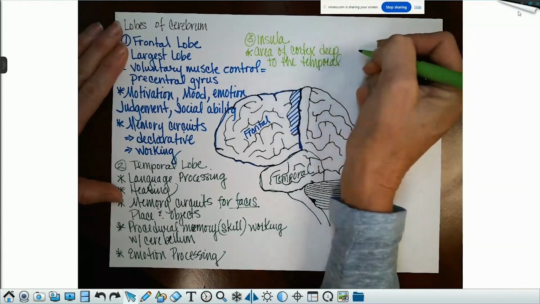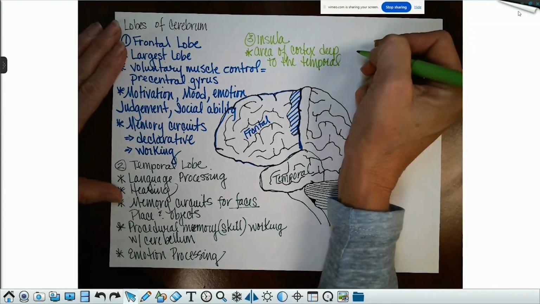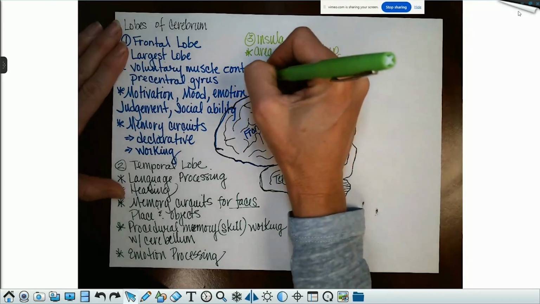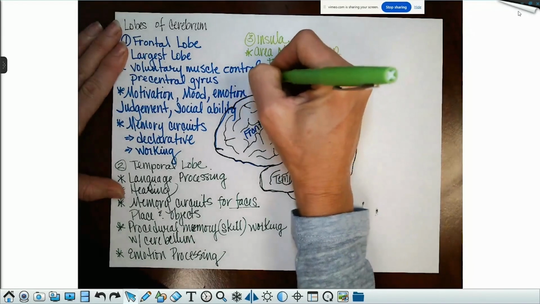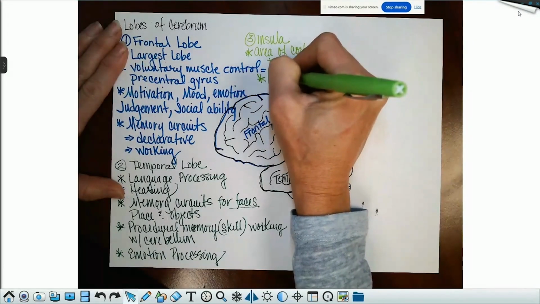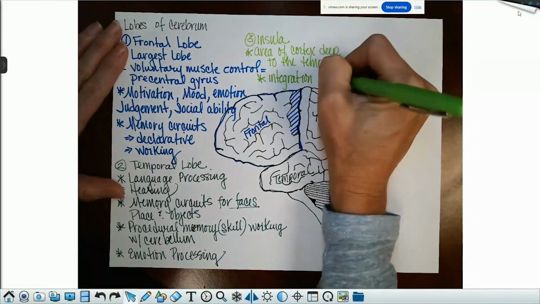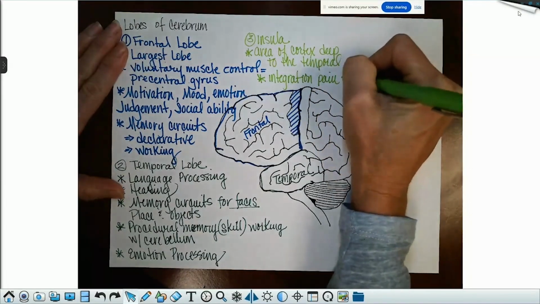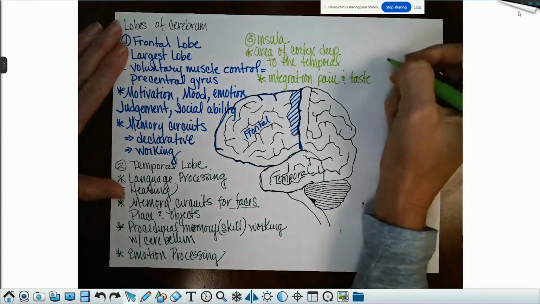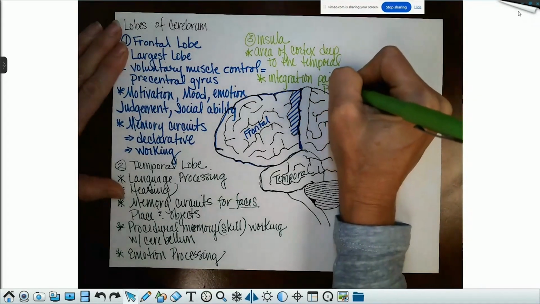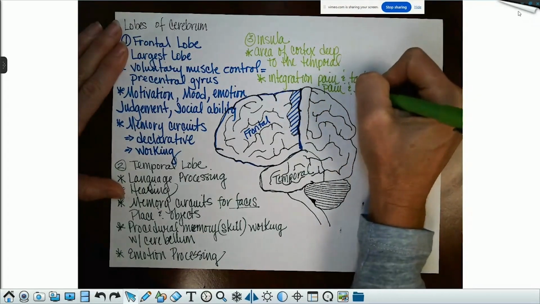And many of those are going to have integrative function, meaning they're taking in information, they're processing it, they're making decisions about it, they're storing some of that information. And so what does this lobe do? It's an integrating center for pain and taste, so integrating those two things together. Pain and emotion.